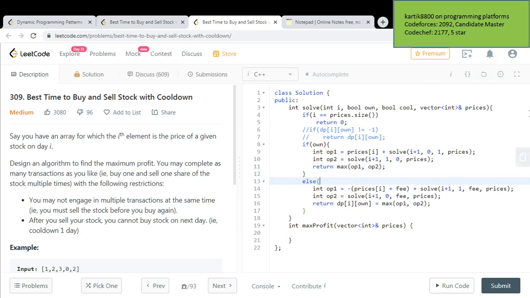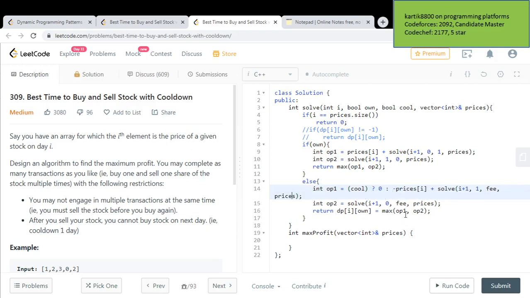The other thing is that if you don't own a stock currently, then this cooldown variable comes in place. If you do not own a stock currently, you can buy it. Buying means you lose the price for which you buy it. So you're losing this much money, minus prices at i, that is going from your pocket to buy the stock. But you can buy if and only if there is no cooldown. If cooldown equals 1, that means there is a cooldown. So if cooldown is true, then you cannot actually buy it. So just mark that the profit is 0.